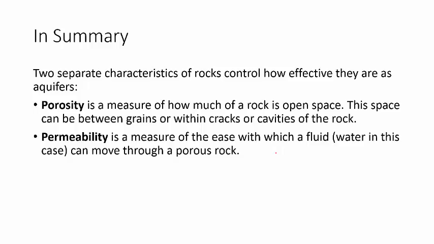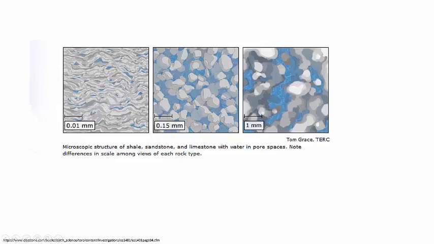Porosity is a measure of how much of a rock is open space. This space can be between grains or within cracks or cavities in the rock, and then permeability is a measure of the ease with which a fluid, water in this case, can move through a porous rock. So here there's three different types of rock formations. You have shale, sandstone, and limestone.